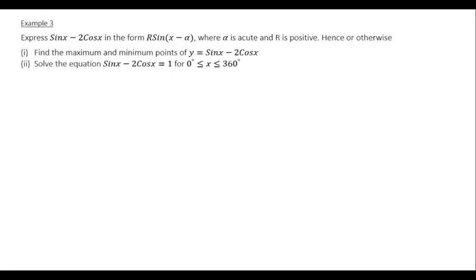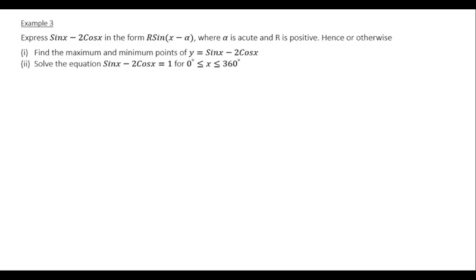Okay, so let's have a look at one final example and then we end this tutorial. Example number 3. We are to express sine x minus 2 cos x in the form r sine into bracket x minus alpha, where alpha is acute and r is positive. Hence or otherwise, find the maximum and minimum point of y is equal to sine x minus 2 cos x. Solve the equation sine x minus 2 cos x is equal to 1 for the interval 0 degrees less or equal to x less or equal to 360.